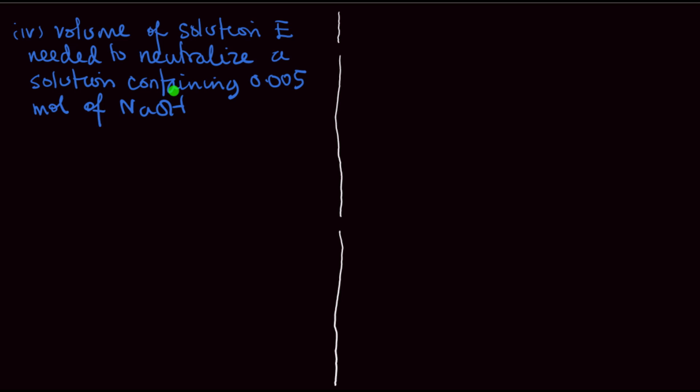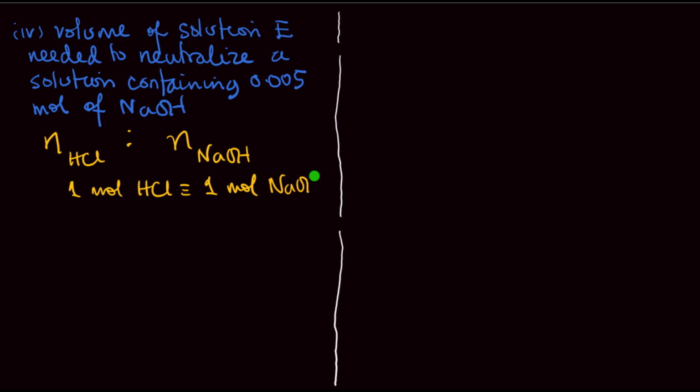Okay, so from the mole ratio, number of moles of E, which is HCl, to number of moles of sodium hydroxide is 1:1, right? 1 mole of HCl reacts with 1 mole of sodium hydroxide. So what amount of HCl will react with 0.005 mole of sodium hydroxide? Therefore 0.005 mole of HCl will also react with 0.005 mole of sodium hydroxide, right? Good.